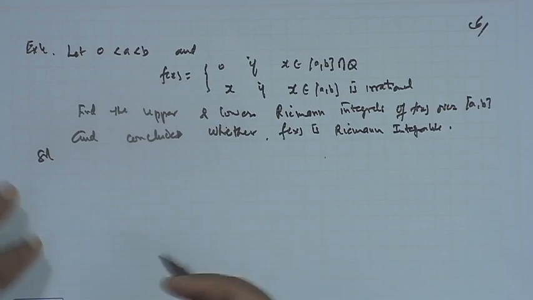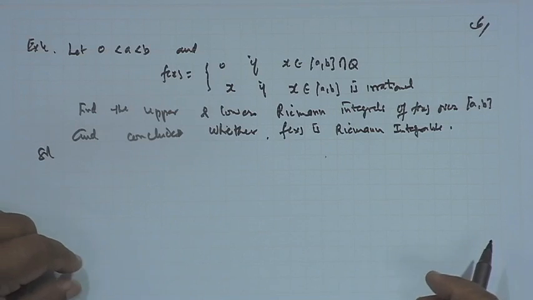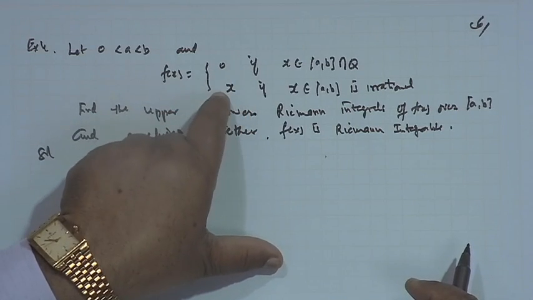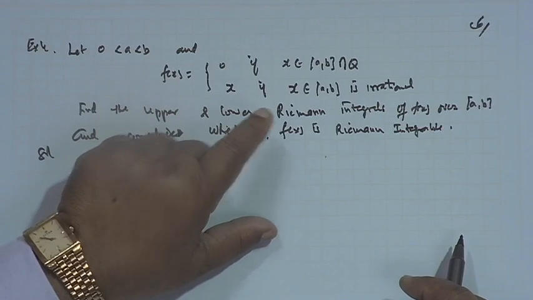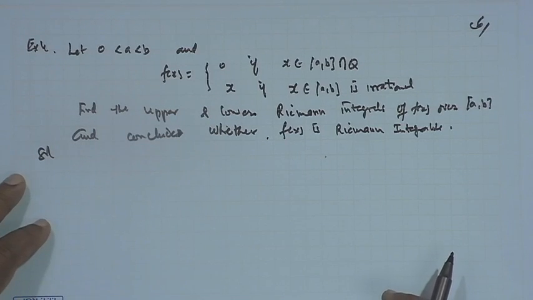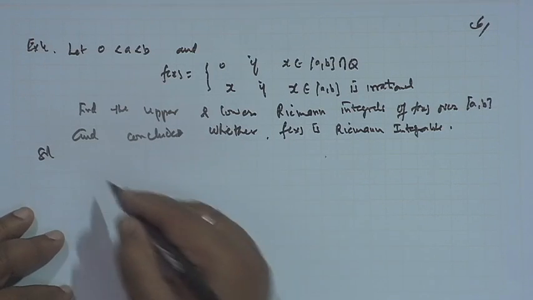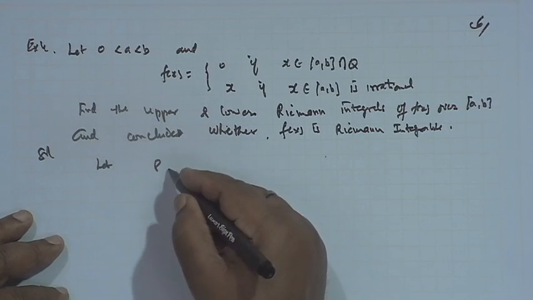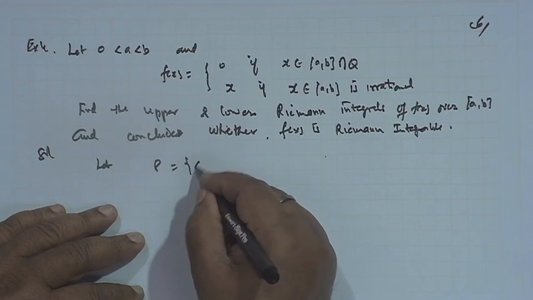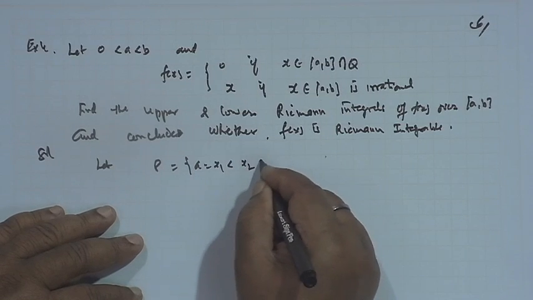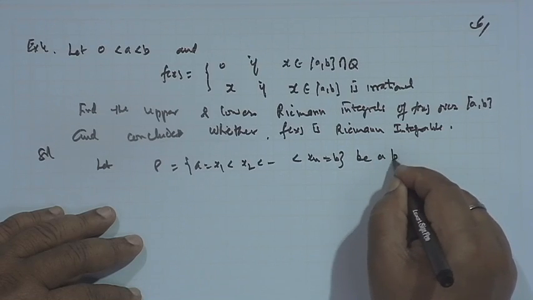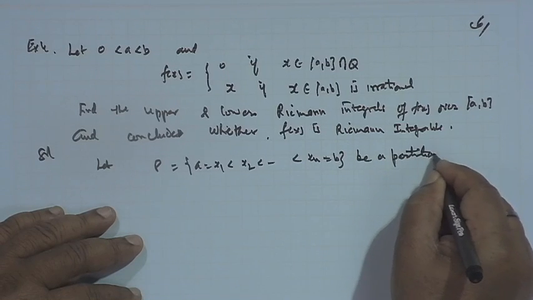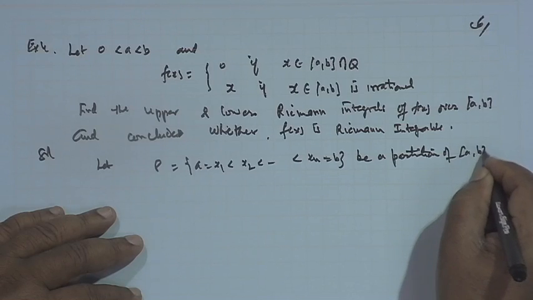So, this problem is parallel to our previous one. A slight difference is there because we are taking x. Earlier, when we were taking something constant, it did not come out to be Riemann integrable, but in this case you will see it comes out to be a Riemann integrable function. So, let P be a partition, say a equals x1 less than x2 less than xn, of the closed interval a b.